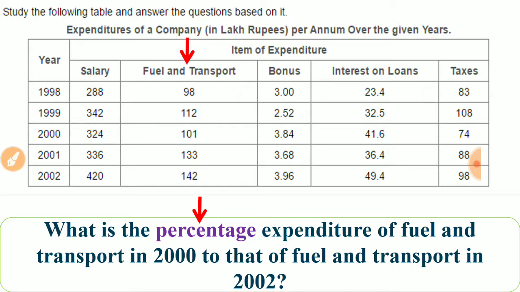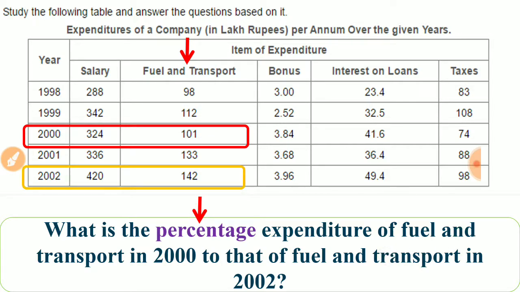So first, the fuel and transport box is there. So what is the value of fuel and transport in 2000? It is 101, as you can see in the red box. And what is the value of fuel and transport in 2002? The value of fuel and transport in 2002 is 142. So we get the two values, 101 and 142.